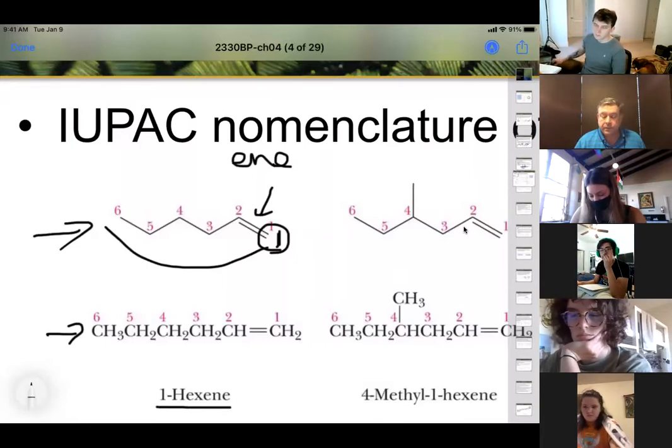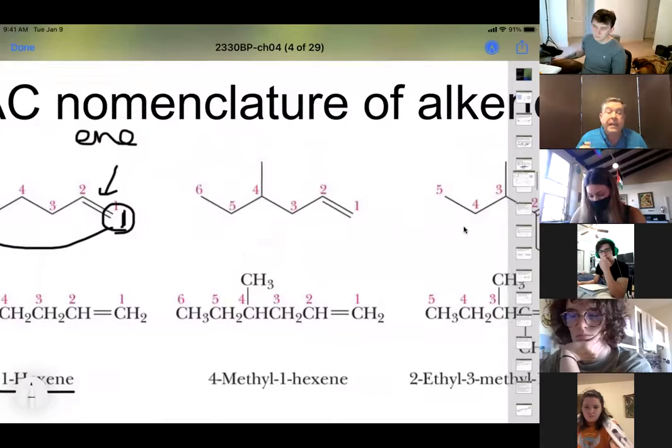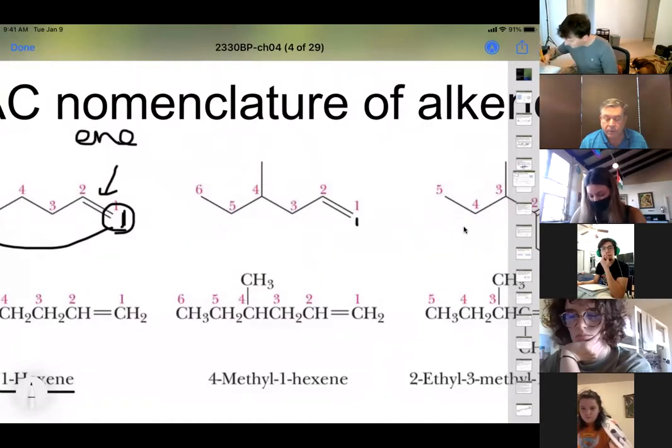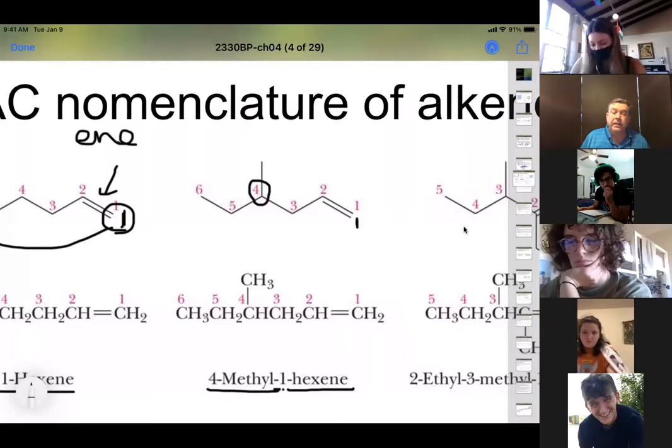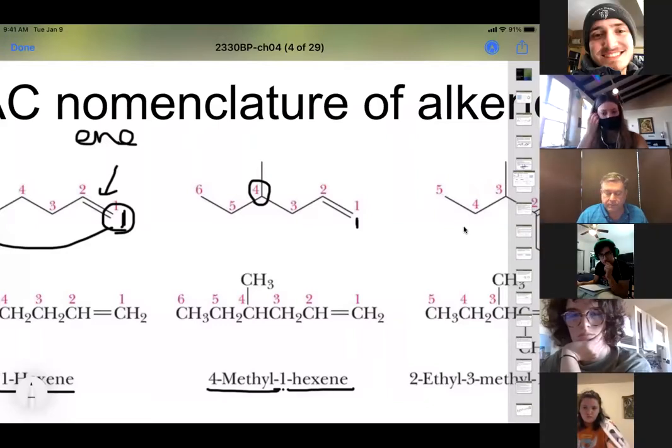If we have substituents, again, we number from the alkene first. Even if the substituent would get a lower number, like if the alkene's in the middle, we number from the alkene first. So we have the 1 here, giving us our substituent only on the 4, which gives us 4-methyl-1-hexene. Notice we're locating where that double bond is every time. It makes it a lot clearer. If you just said hexene, people would assume it's 1-hexene, but it wouldn't necessarily be. So always put the 1 there.